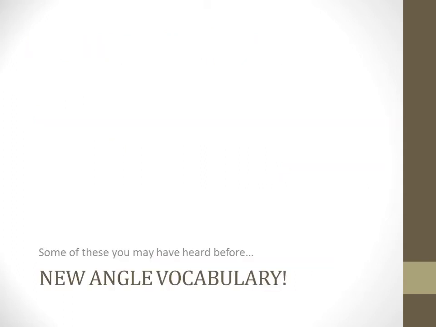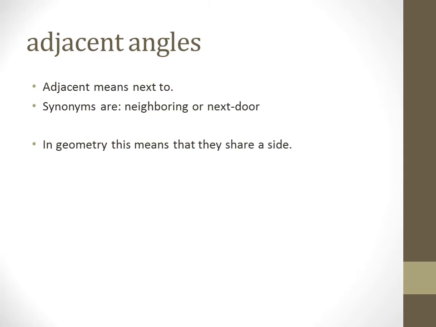Okay, so let's talk about some new angle vocabulary. Some of these you may have already heard before. The first one is adjacent angles. Adjacent means next to. So these angles are going to be next to each other. In geometry, this means that they share one of their sides. So here's two adjacent angles. We have angle A and angle B. They both share that side on the inside, and so therefore they're adjacent or neighboring angles.